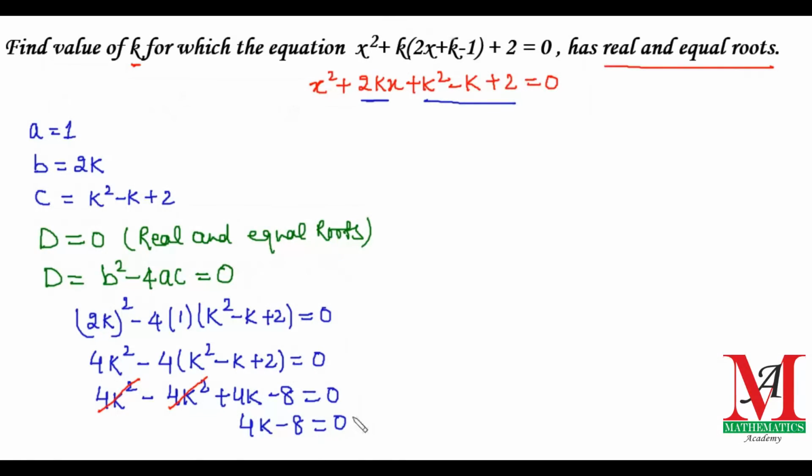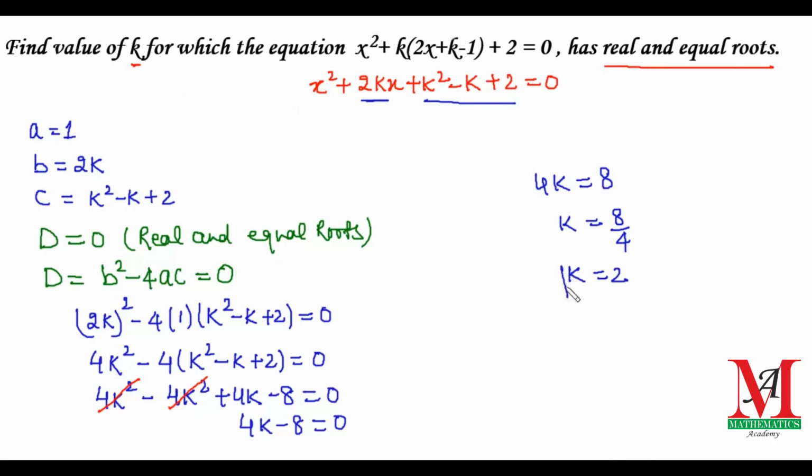Simply on shifting the 8 towards the right hand side we get 4k is equal to 8. On dividing the equation by 4 we get k is equal to 8 divided by 4, and the value of k is 2. So we have the value of k for which the equation has real and equal roots.